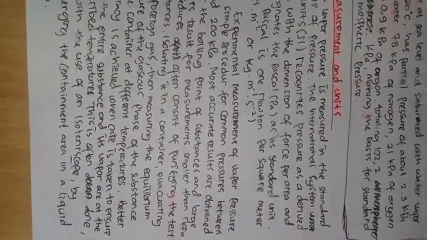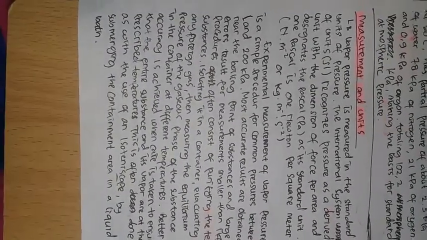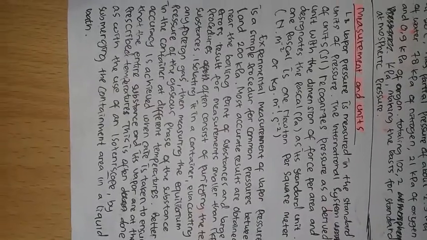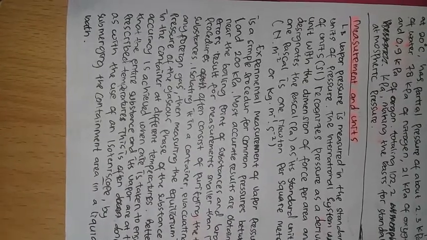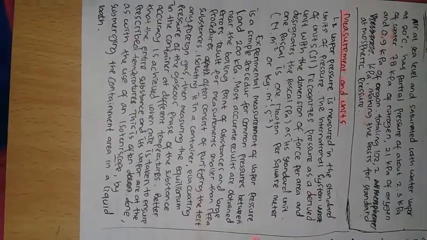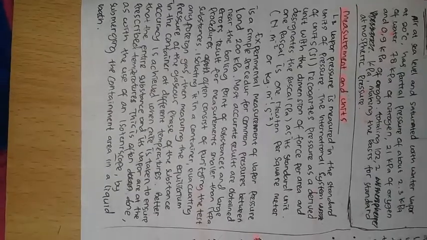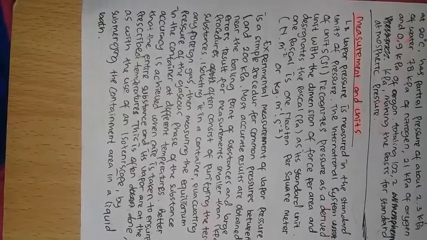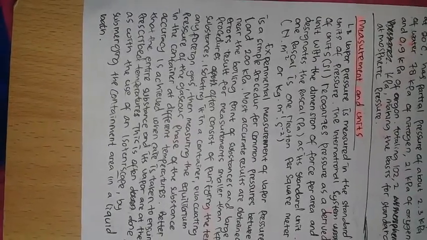Experimental measurement of vapor pressure is a simple procedure for common pressures between 1 and 200 kPa. Most accurate results are obtained near the boiling point of the substance, and large errors result for measurements smaller than 1 kPa. Procedures often consist of purifying the test substance, isolating it in a container, evacuating any foreign gas, then measuring the equilibrium in the container at different temperatures.